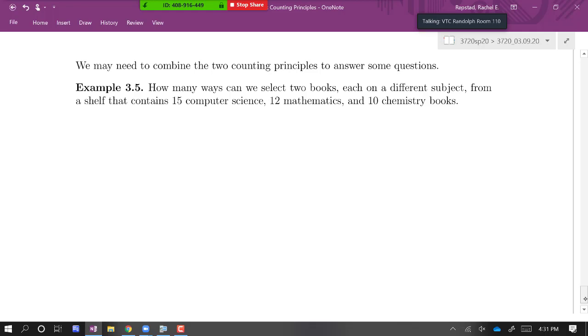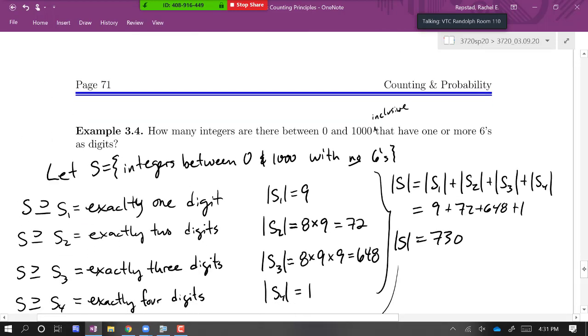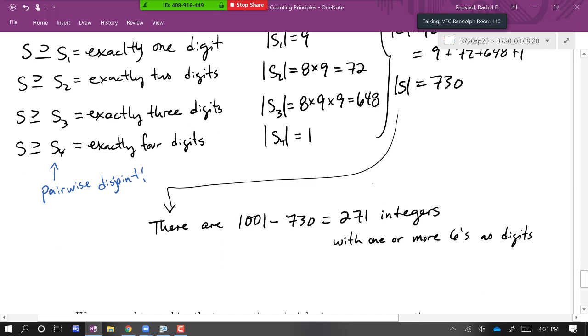Sorry to butt in. We are confused in Williston as to why the answer is not 271. Why it's not 270, sorry. So the integers between 0 and 1,000 inclusive, that means there's 1,001 integers there. So I took 1,001 and then subtracted 730. Is that okay? Yeah. Sorry.